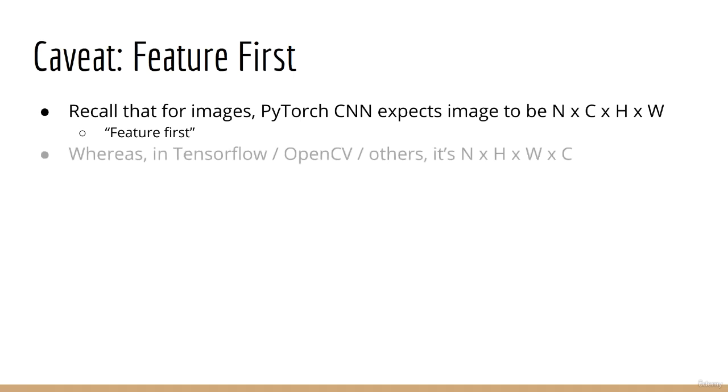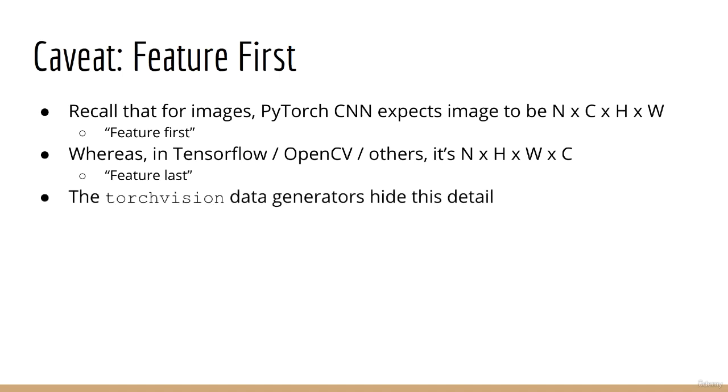However, in TensorFlow, OpenCV, and other libraries, we use the convention n by h by w by c, which means that the feature dimension comes last. Torch Vision, in some sense, accepts that this is the convention and makes its interface such that you can work with n by h by w by c all throughout your code and never have to worry about the fact that in PyTorch things are backwards. This is because you don't ever interact with the data explicitly. Torch Vision does all that work for you.